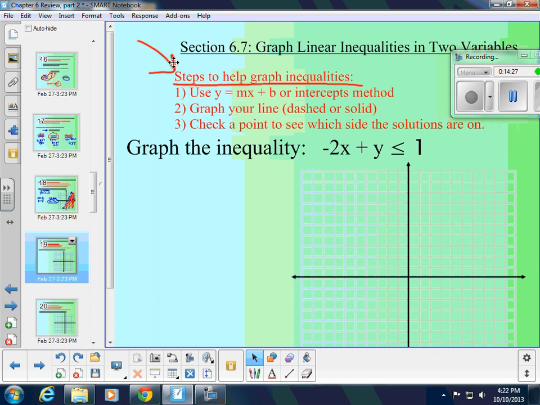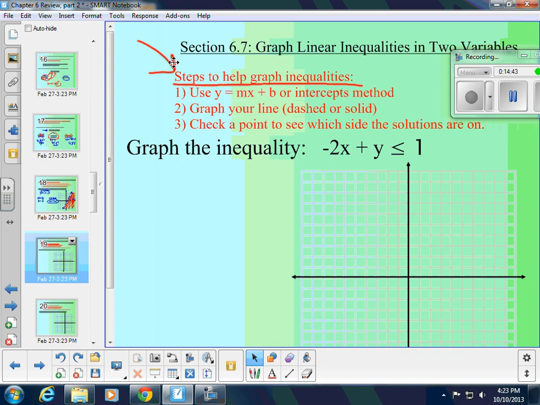Then number 2, as you graph your line, make sure you know if it should be a solid line or dashed line, as we'll talk about. We did an example there where the first one was dashed. We'll talk about a solid line as well in this example. And then number 3, like we said, check a point to see which side the solutions are on. That's one way you can do it.